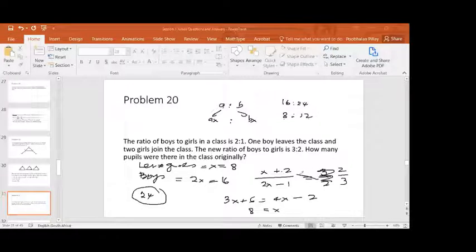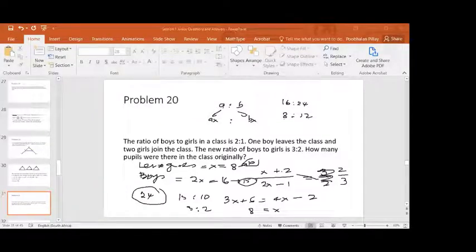Let's just check. We said 2 girls joined. So what happens here is that the number of girls went up to 10, right? And the number of boys, 1 left. So the number of boys reduced to 15. And the ratio of boys to girls is now 15:10. And you can see 15:10 is the same as 3:2. So you can check to see that this is the correct answer.